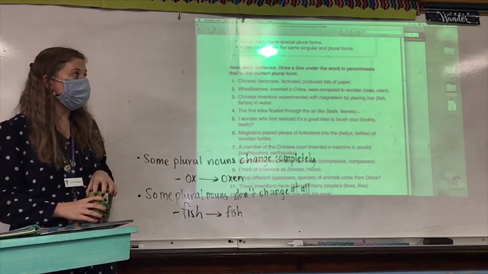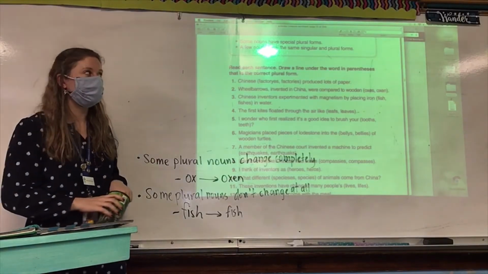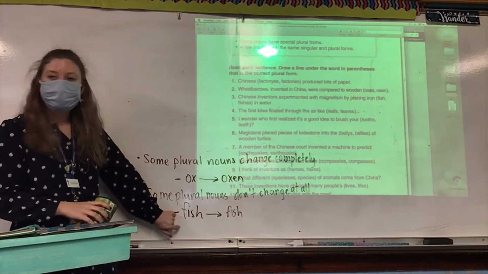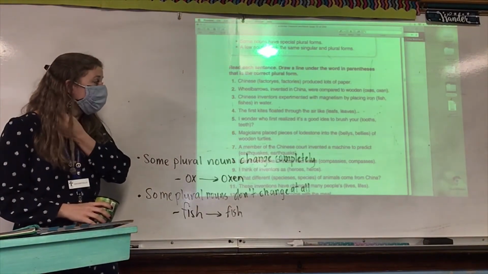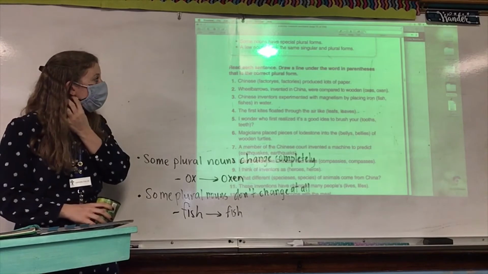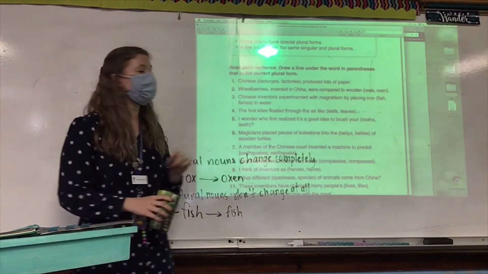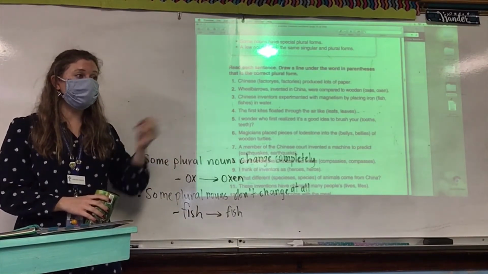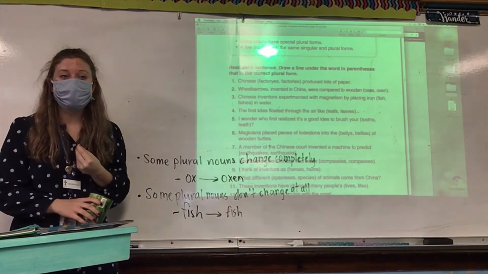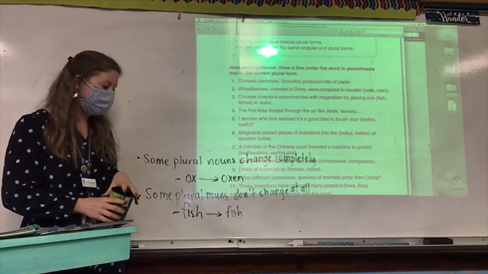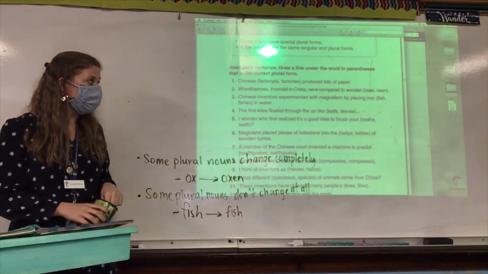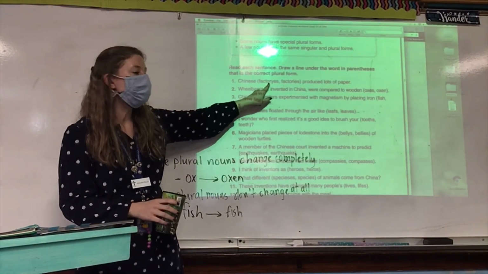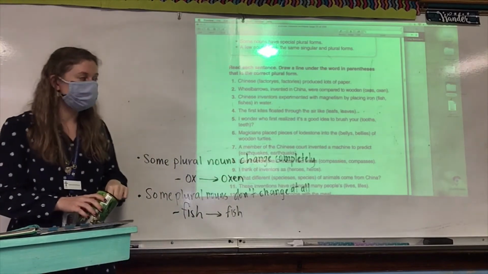A few nouns have the same singular and plural forms. That means they don't change. Okay, so what we're going to do is read each sentence. There are two words in parentheses. One is the correct way to write the plural noun. One is incorrect. When I call you, you need to tell me which one is correct. Is it the first option or the second option?